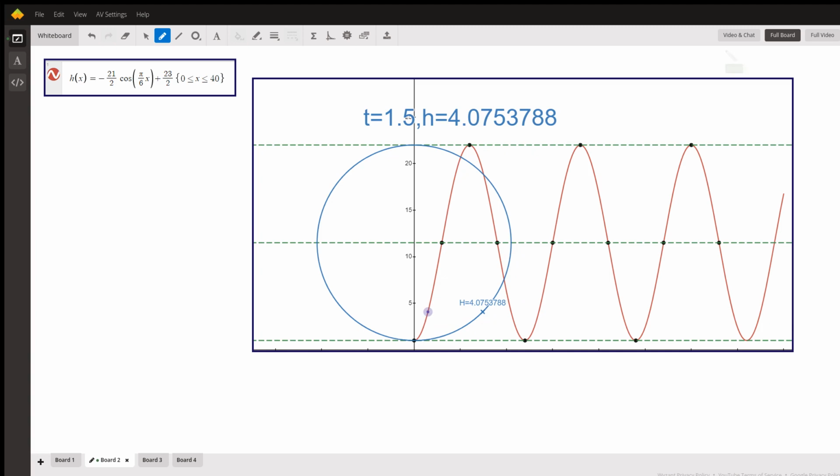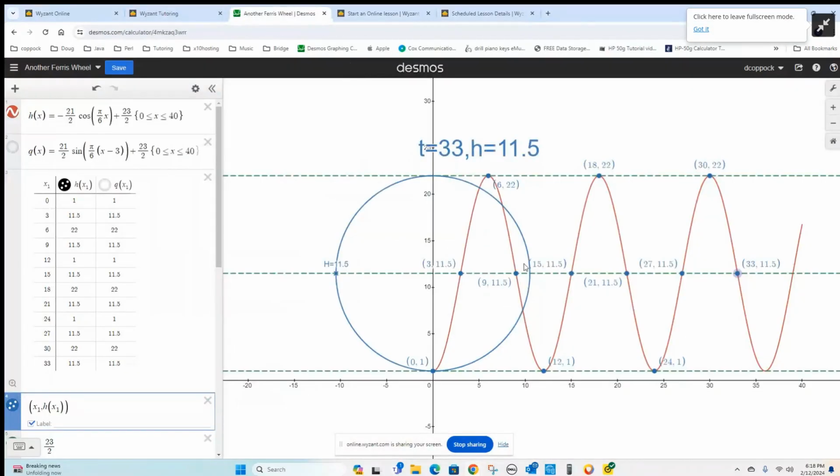I'll share my screen and show you this happening. Here's the Ferris wheel. Here it is over here. Let's get it back to the start. So after 3 seconds, it hits the midline. Another 3 seconds, it hits the high point. Another 3 seconds, back to the midline. Another 3 seconds, which brings us to 12. It's back to where we started, and we start all over.